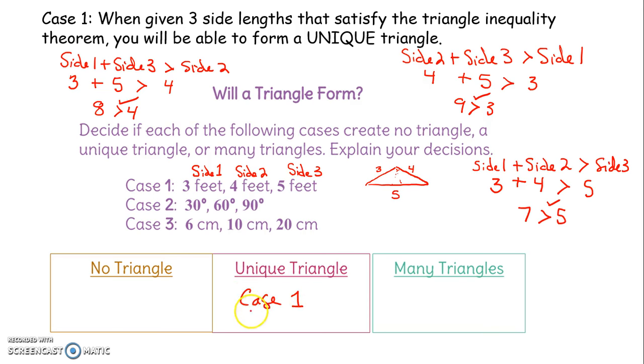And if you had to give your reasoning, you'd say because those 3 side lengths satisfy the triangle inequality theorem. Whenever I add 2 pairs of sides, I get a length greater than the 3rd side. So case 1 forms a unique triangle.